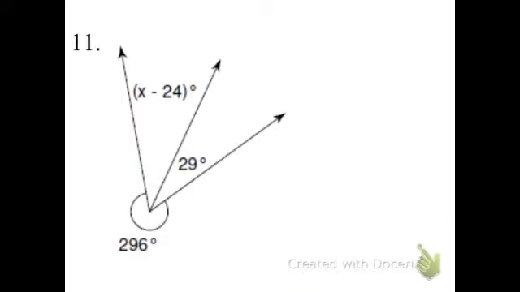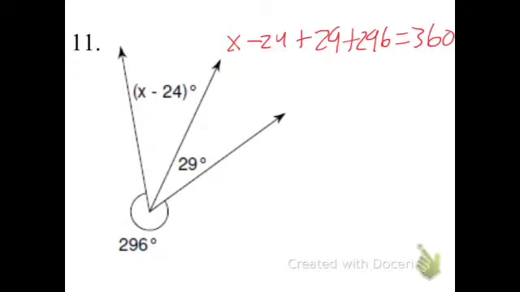Moving on to 11 here, we have three angles that give us a complete circle, and so they all add together to make 360. So I'm going to just go around and write all those down added together. X minus 24 plus the 29 plus 296. They all add together to make 360. And now I'm going to combine all those together, combine my like terms. X stays there. Negative 24 plus 29 is 5, plus 296 is actually 301.